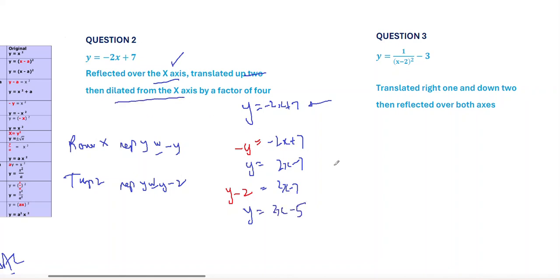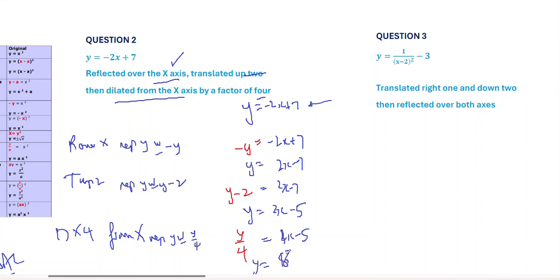Dilated by a factor of 4. So dilate by a factor of 4 from the x-axis, therefore replace y with y on 4, and that will give me y on 4 equals 2x minus 5, so y equals 8x minus 20 as my final answer.